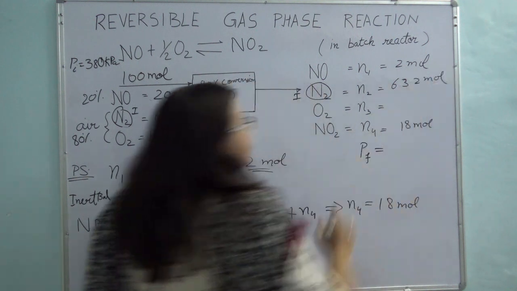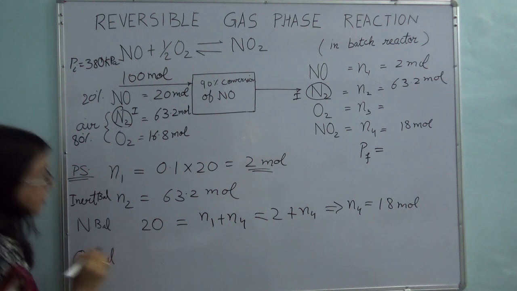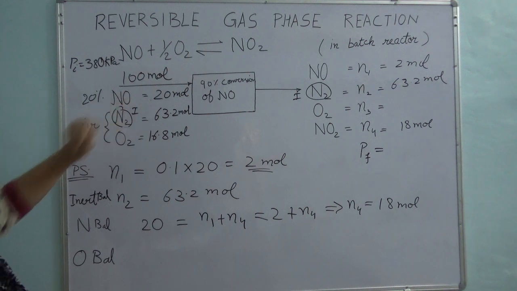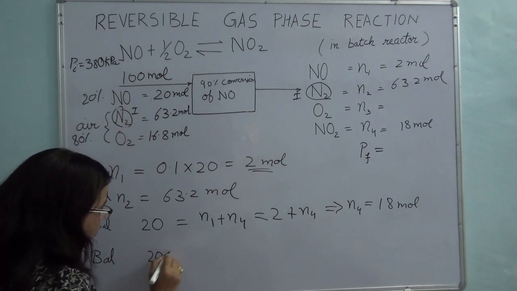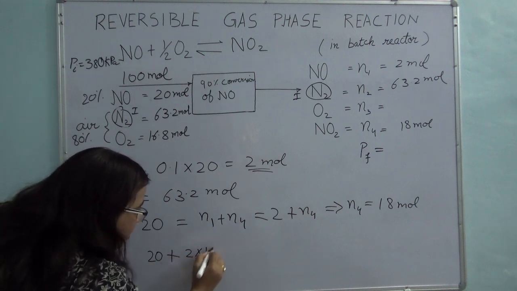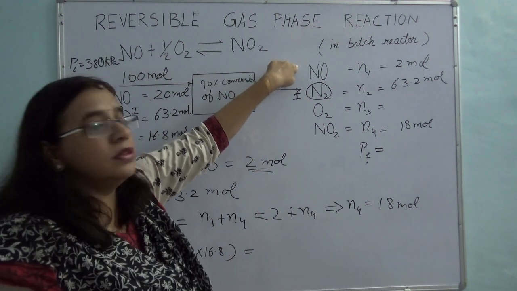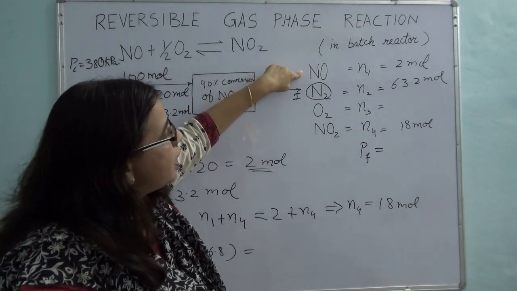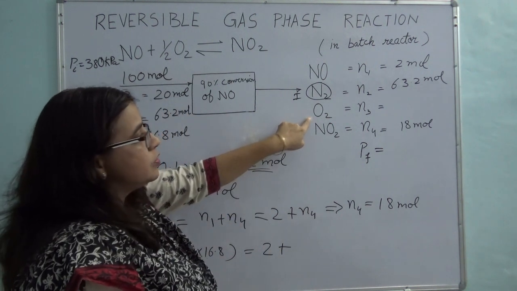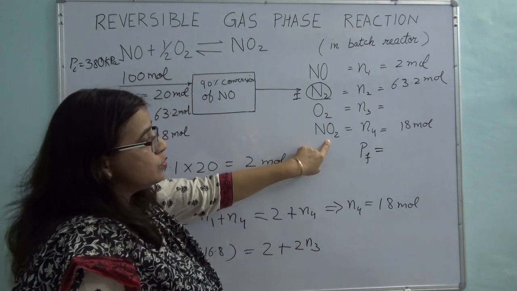Okay. The only thing which is remaining is now I have to take oxygen balance. So I am taking O balance. How much O is going in? O is going along with nitrogen oxide, NO. So that is, in is 20 plus 2 times of 16.8. And that should be equal to the oxygen which is coming out. It is coming out in the form of NO, that is 2 moles, plus with oxygen, so this is 2 times N3 plus 2 times N4.